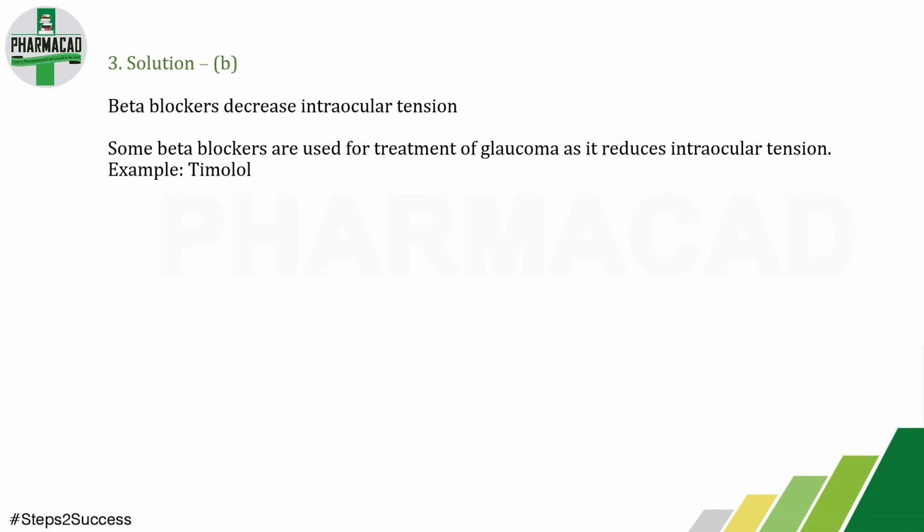Yes, after decreasing the heart rate, they will decrease the cardiac output, and they also cause bronchoconstriction. Only they won't cause an increase in the intraocular tension; they will cause a decrease in the intraocular tension. And some beta blockers are used for the treatment of glaucoma as they reduce the intraocular tension. So the example here is timolol.